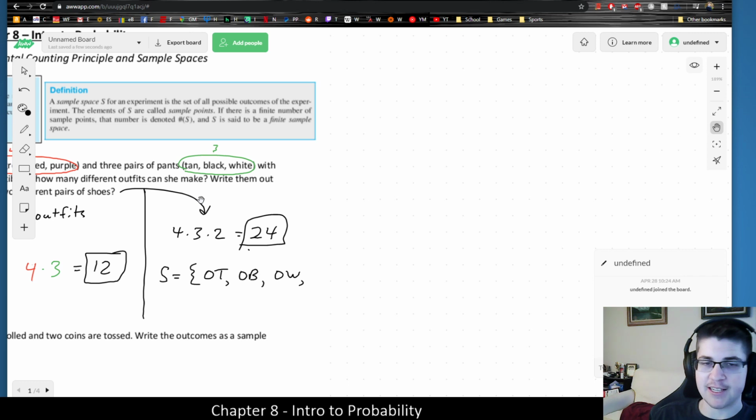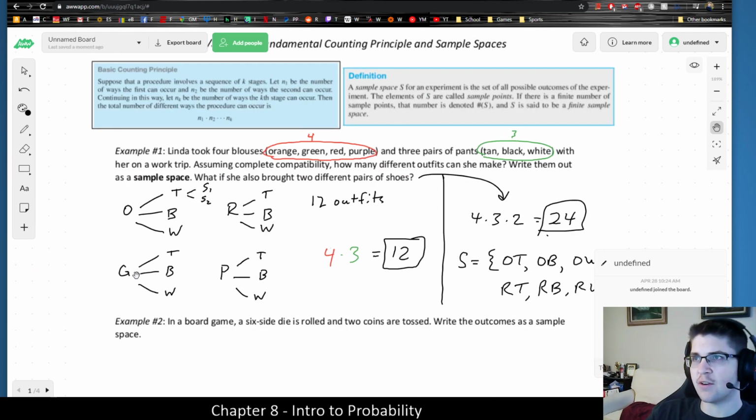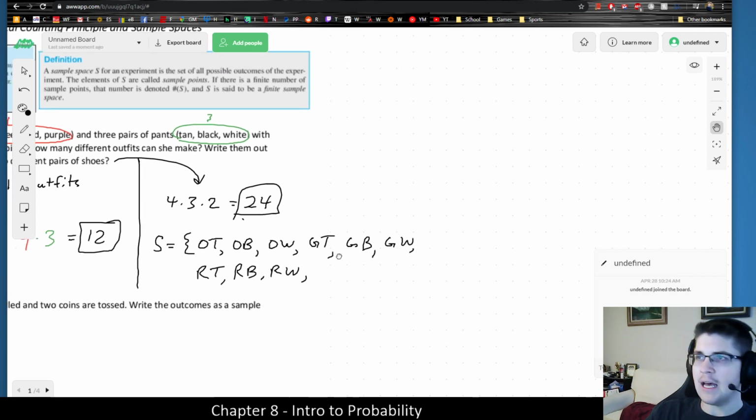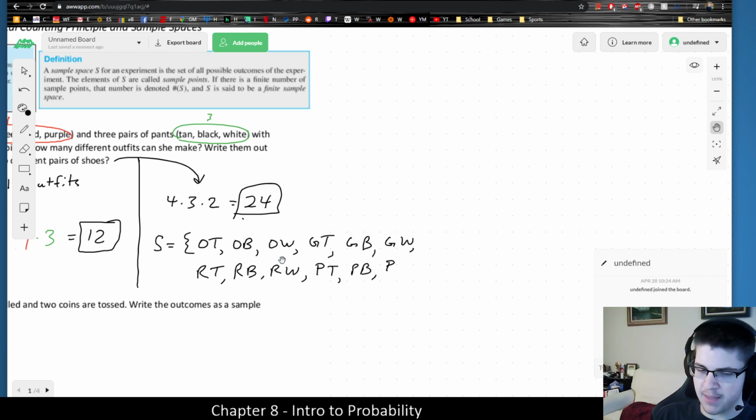And again, the word combination has a specific meaning mathematically, which doesn't necessarily make sense in this particular problem, and we'll get to that. But anyways, we could do green with tan, GB, GW. There could be RT, RB, RW. I'm just writing out everything that I drew in the graph, but writing it in a different form. And as a sample space, it's just using mathematical sets. The book will be using that quite a bit, and it's important just to understand what it means in that setting.